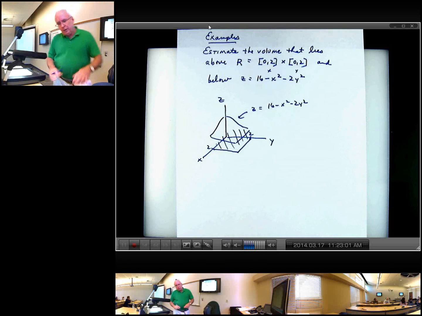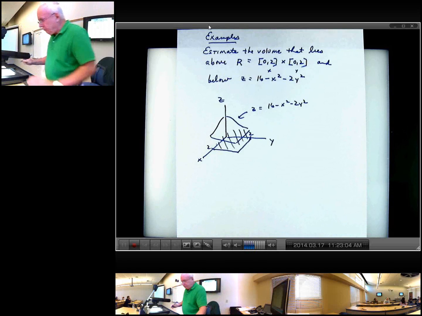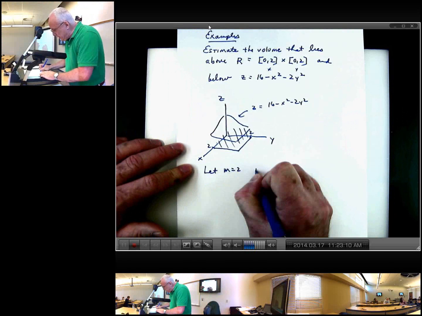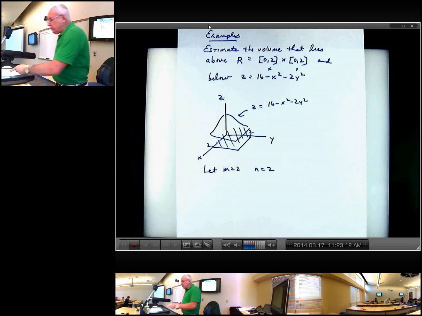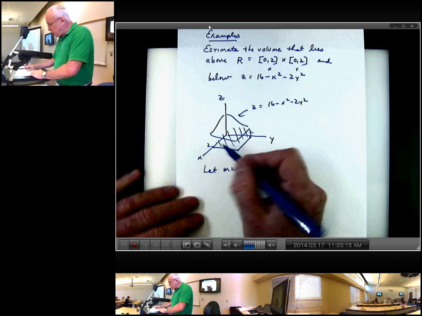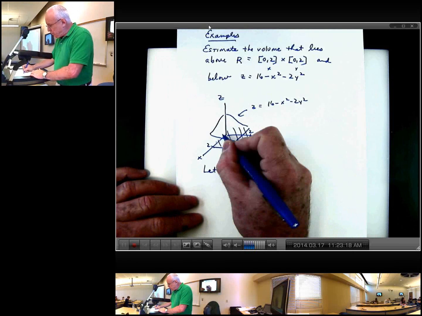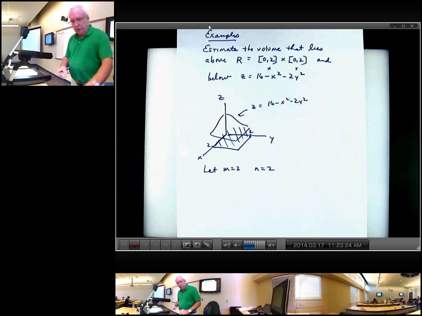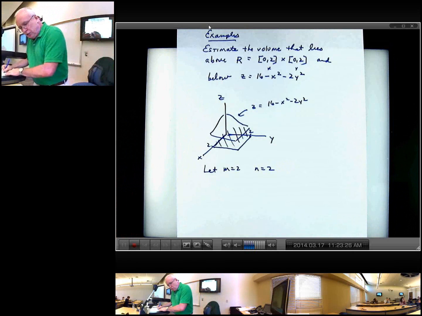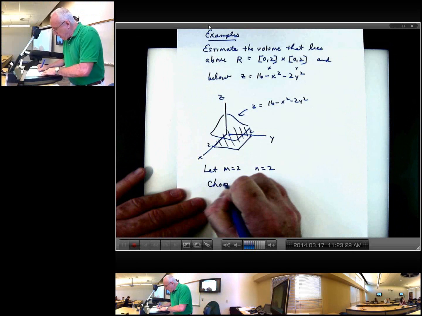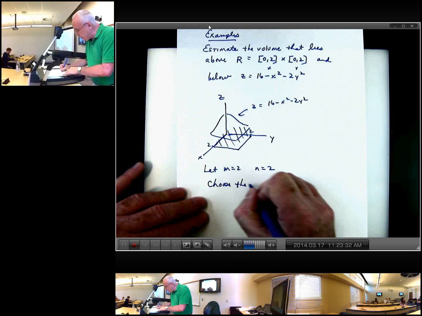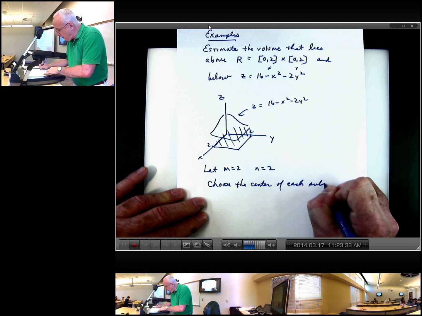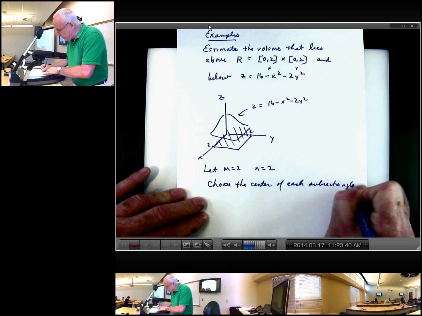So what we're going to do here is just let m equal 2 and n equal 2. What that means is we're going to divide the x's into two intervals, and we're going to divide the y's into two intervals. And we're also going to choose, because we need a sample point, the center of each subrectangle as our sample point.